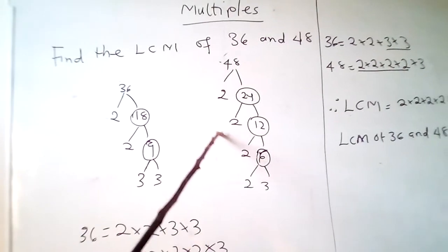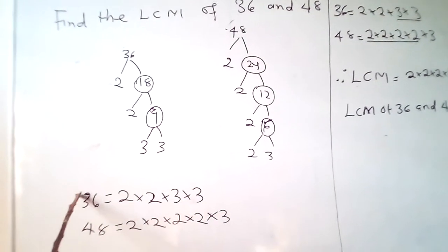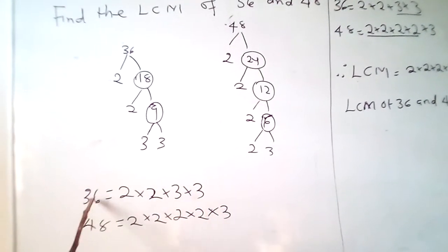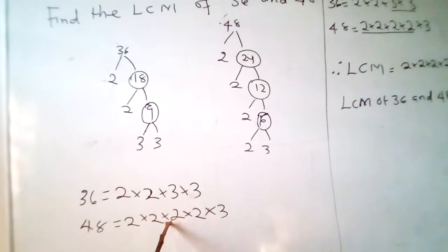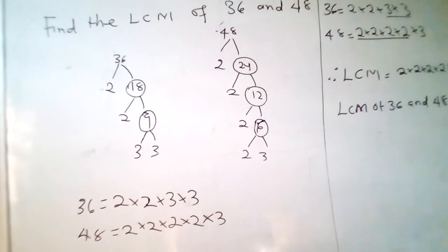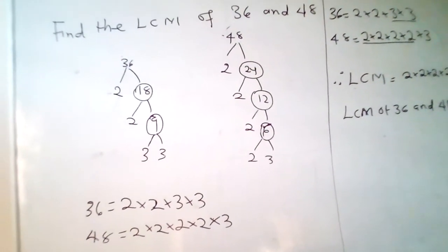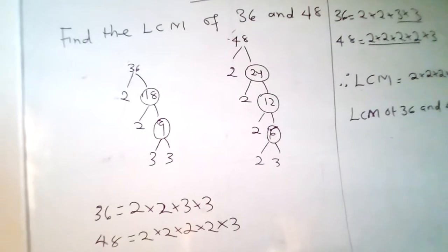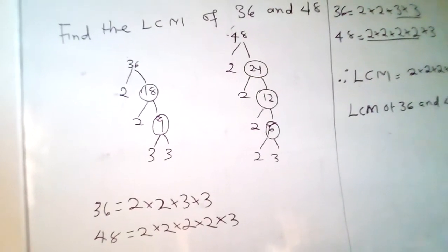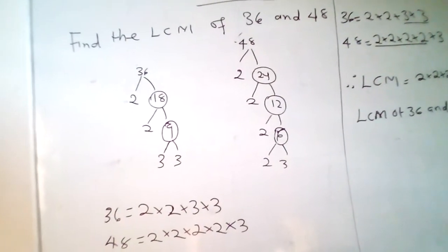So the circled ones are the factors that we are looking for. So 36 is 2 times 2 times 3 times 3, and 48 is 2 times 2 times 2 times 2 times 3. Then multiply each factor the greatest number of times it occurs in either number. So if the same factor occurs more than once in both numbers, multiply the factor the greatest number of times it occurs.